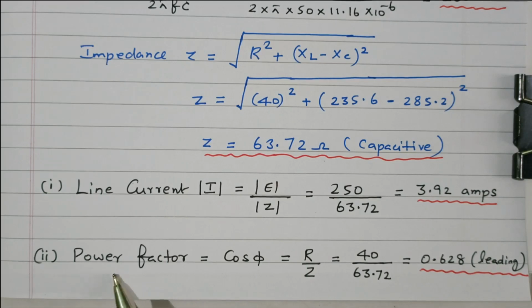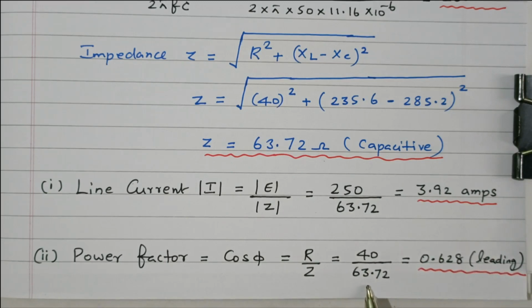Similarly we can find the power factor. Cos phi equal to R divided by Z. R is 40, Z is 63.72. So it is 0.628 leading. The power factor is leading. Next we need to find the voltage across the coil.